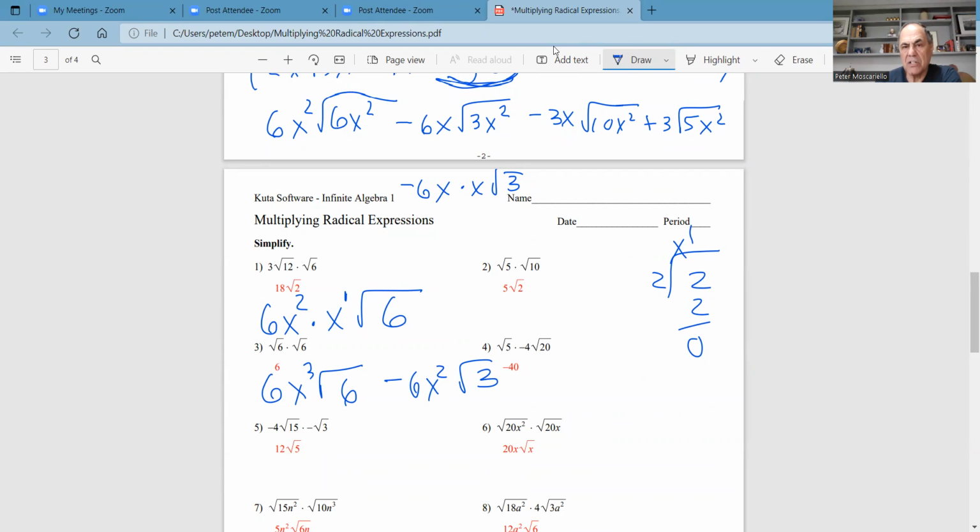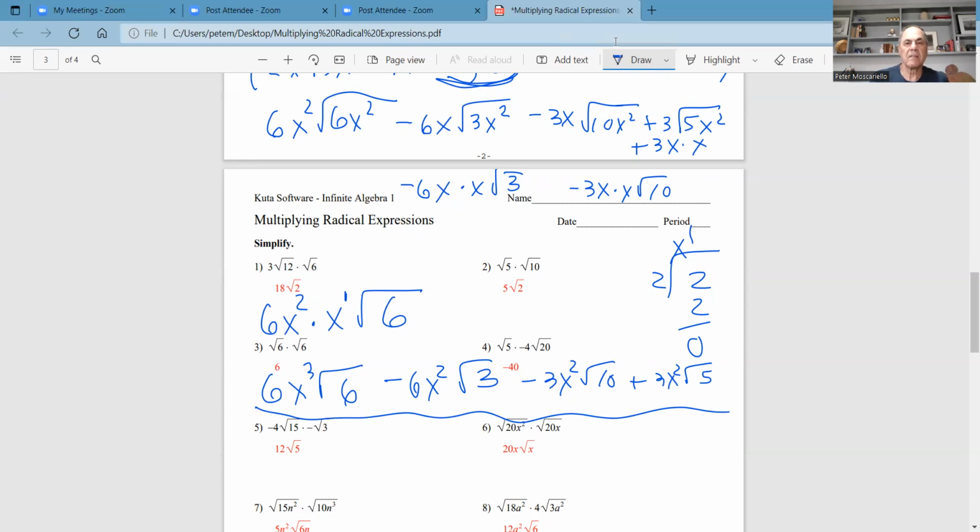Now I get this one. 10 doesn't break down. It's 2 times 5, no square factors, and just 10 on the inside. That's negative 3x squared root 10. And our last one, 5 doesn't break down, but again, the x squared brings an x to the outside, and this time no x is inside. So what's that? Another x to the outside, 3x squared, square root of 5. So I think that's good. Now, any of these radicals the same?